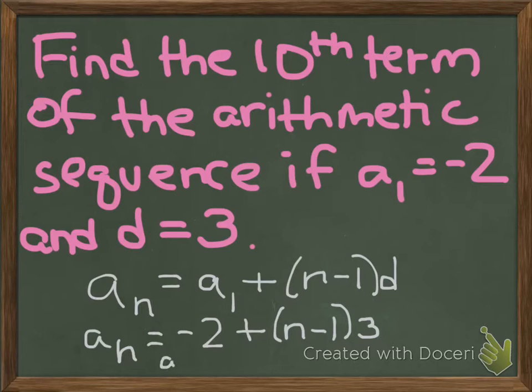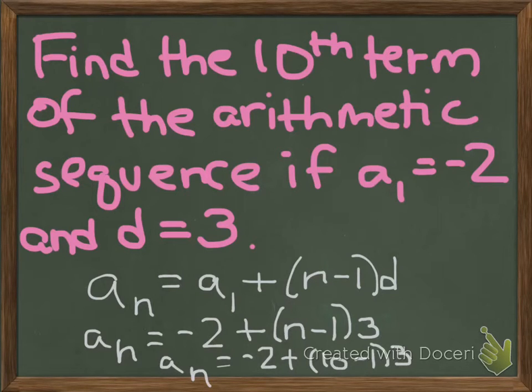So we have negative 2 plus, in parentheses, 10 minus 1 times 3. And then we just need to solve. So we need to use order of operations. We could either distribute the 3 first, or we could do parentheses first.